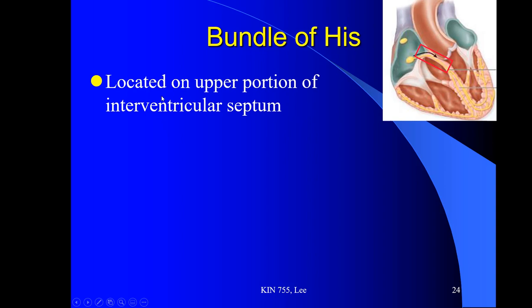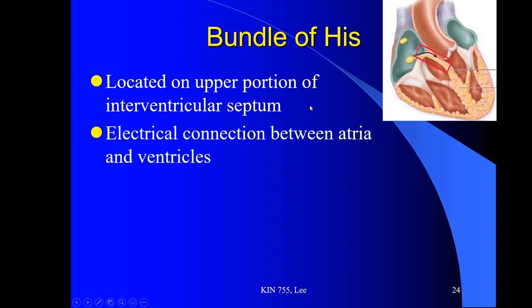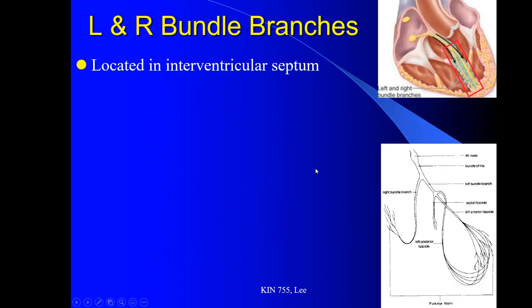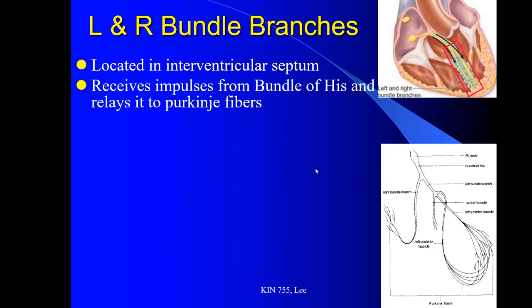All right, so the next component, bundle of His. This bridges the atria and ventricles, and also has an intrinsic rate of about 40 to 60, because the AV node and the bundle of His together generally are just referred to as the AV junction. And that's what I was alluding to when we say that we have junctional rhythms that originate in this area. So after that, the electricity is going to flow down the left and right bundle branches.